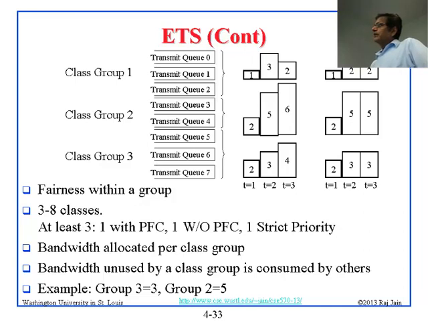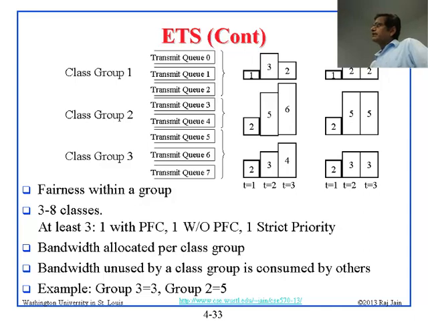In the second time interval, they sent 3, 5, and 3. This is guaranteed 3, nothing is left over. This is guaranteed 5, nothing is left over. 3 and 5 is 8, so only 2 can get through. This is not guaranteed anything, but 2 will get through. So this is the allocation.